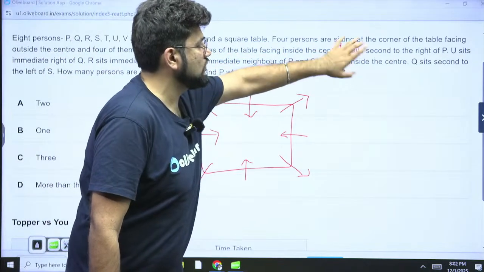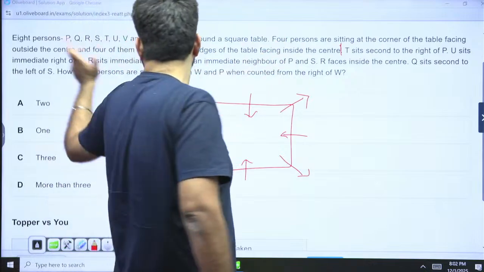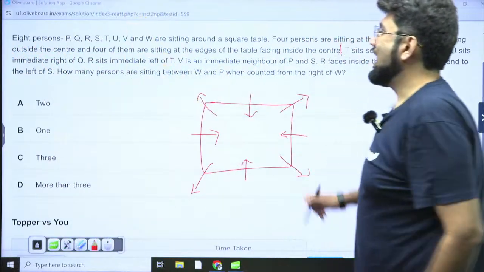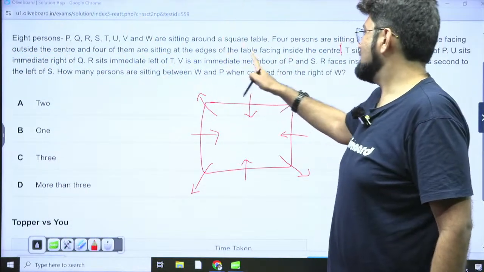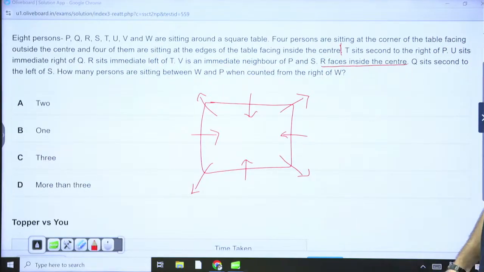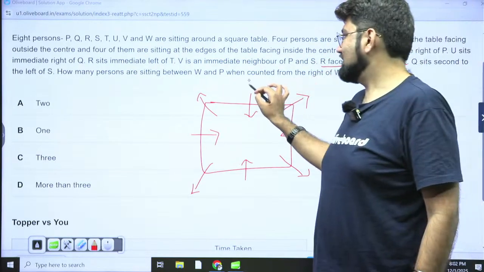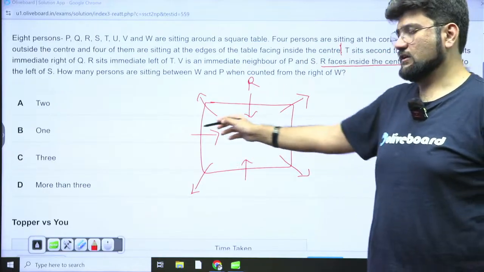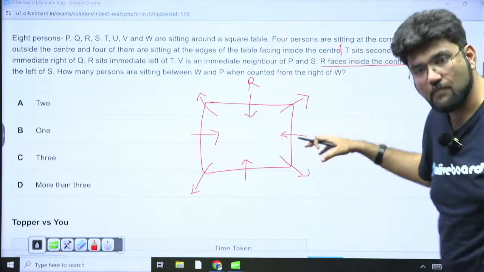T sits second to the right of P. Do not arrange it as of now. U sits immediate right of Q. No. R sits immediate left of T. No. V is an immediate neighbor of P. No. No. R faces the inside of the center. Now you can start from R here, anywhere, either here or here or here or here. That is your choice. From there you will build up the whole thing.